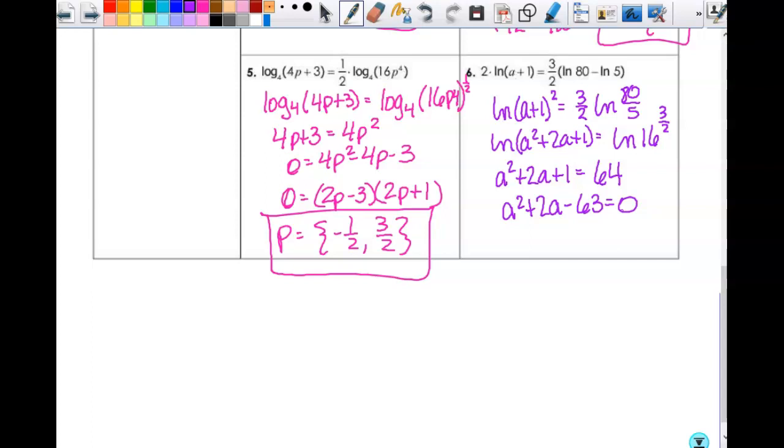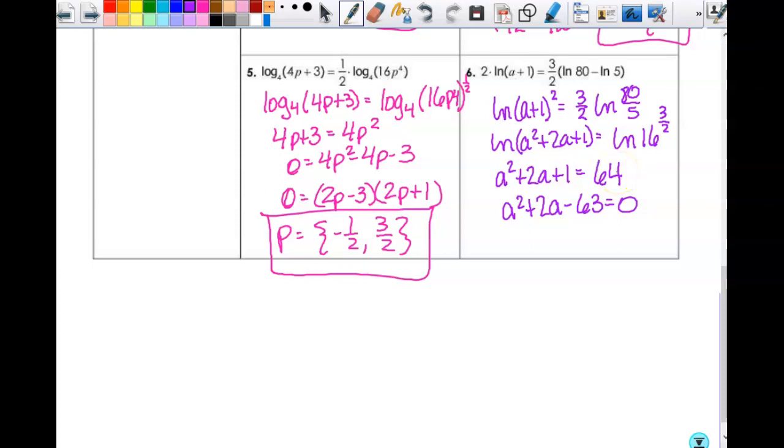In order to use the one-to-one property, you have to have one log on each side, and then the next thing you have to have is this part of the log equals this part. It's fine to simplify that, like into that, because it's still the same thing. But you cannot skip this step.